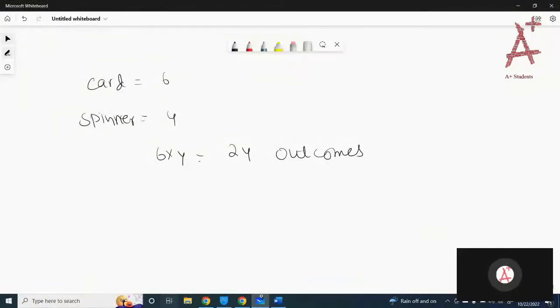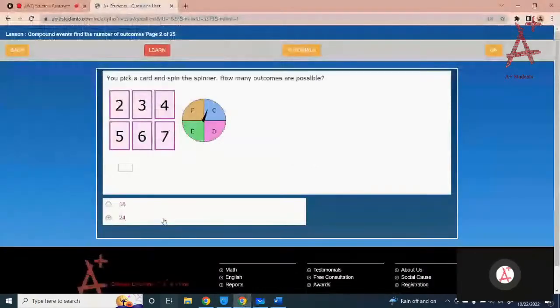If you count them, they are exactly these 24 outcomes. Got it? So just select the correct option and then click on the OK button.